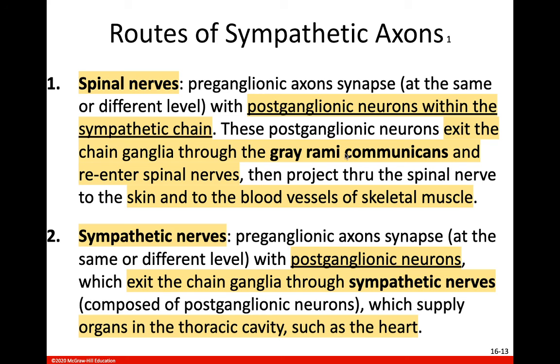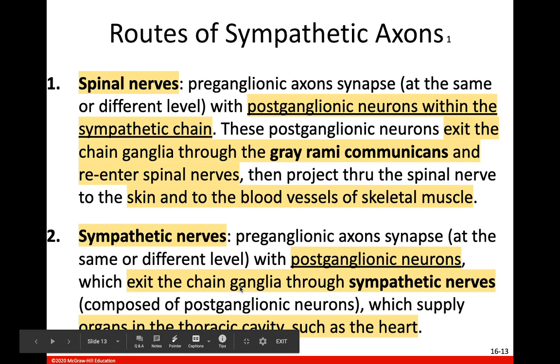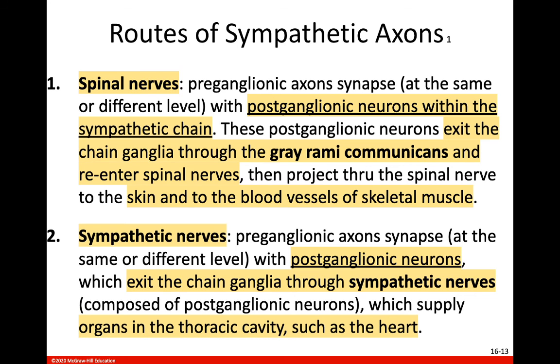So we can synapse in a chain ganglia, go back into a spinal nerve. That postganglionic neuron goes back into a spinal nerve and innervates the skin and blood vessels. Or that preganglionic can synapse with the postganglionic again in the chain ganglia, but here the postganglionic goes out through a sympathetic nerve and innervates the heart and lungs, which are thoracic cavity organs.